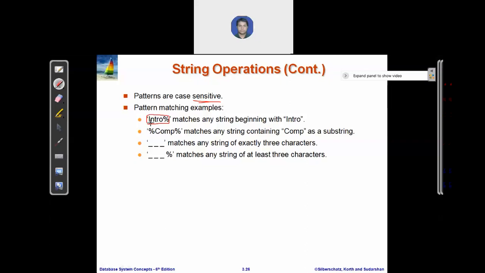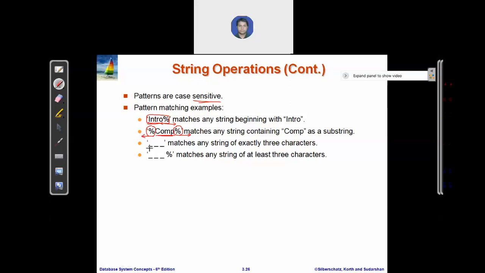So it will return the substring which starts with intro, and after that any substring can follow. It must start with the keyword intro. And if you write percent comp percent, it will return all the matches which include comp as a substring. What is mentioned before and after doesn't matter. It will return all the strings which contain comp as a substring.